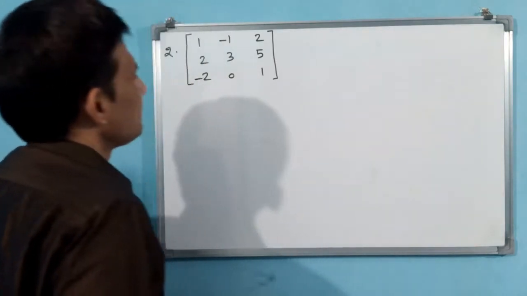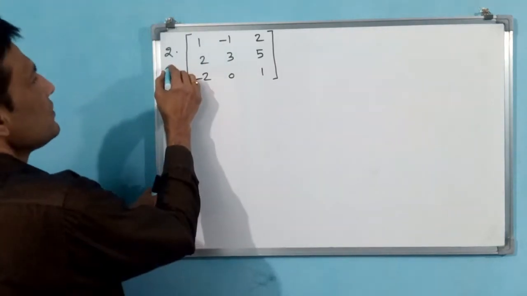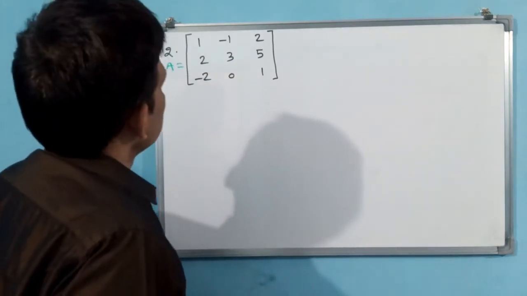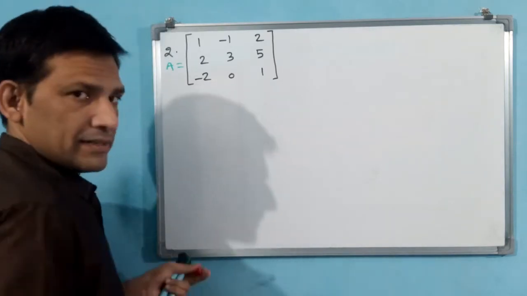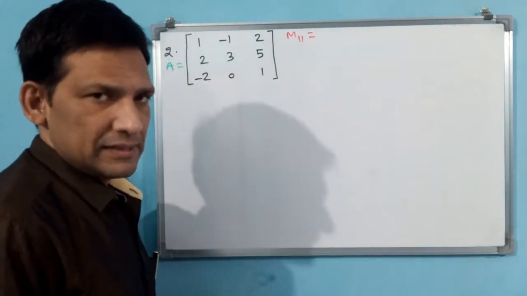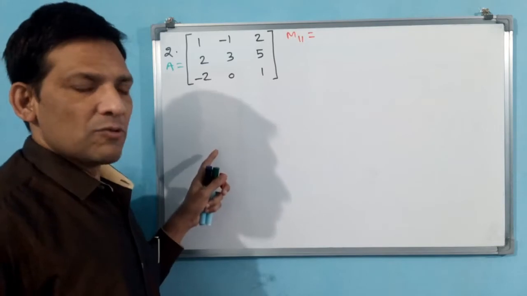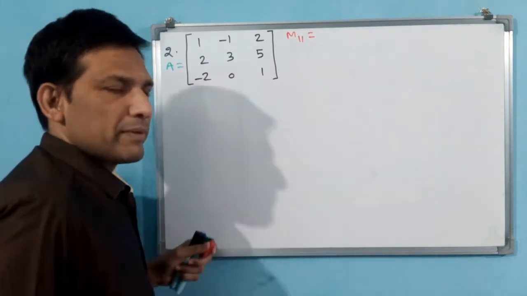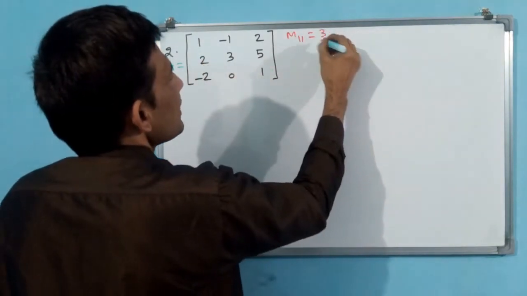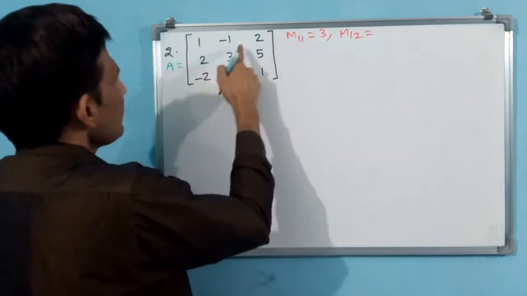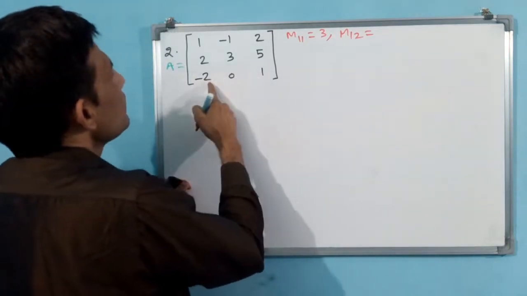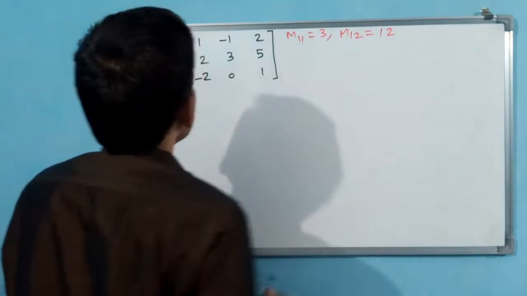How I am writing, you see. First what you are going to do? You are going to make it as A. Let A is equal to, like that you are writing. Then one by one you start with minor M11. For minors there is no sign problem. While finding cofactors only we will see what sign will come. Directly you write the minor. That means 1 you are closing. 3 minus 0, that means 3 you write. M12. That means minus 1 you are closing. 2 plus 10, 12.